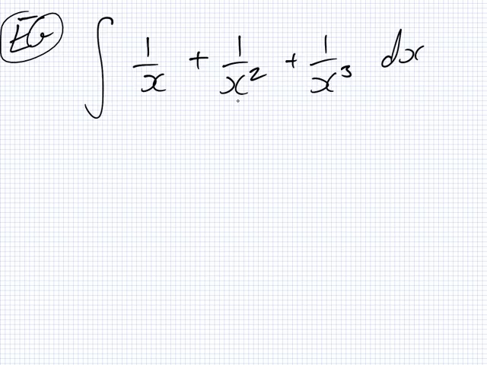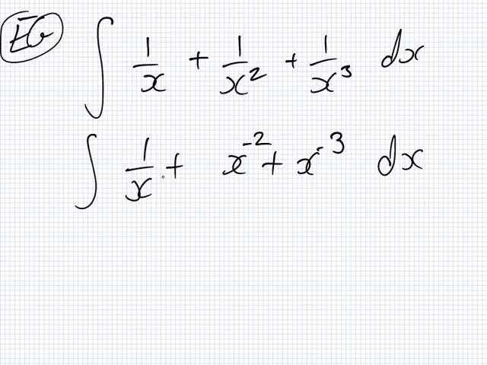Okay, do we have this one? Yeah. So this one here is x minus 3. This one here is x minus 2. And this one I won't change. And the reason is, this is actually exactly in my formula book, exactly like this.